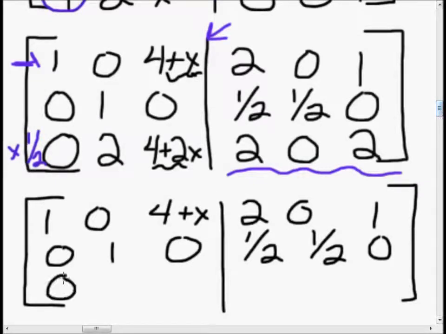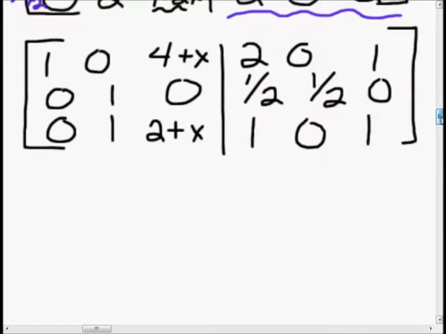So 0 times 1/2 is 0. 2 times 1/2 is 1. 4x plus 2 times 1/2 is 2 plus x. I like that. And let's see, we get 1, 0, 1. Because multiply 2 by 1/2, you get 1, right? 0 times 1/2 is 0. 2 by 1/2 is 1. And now what I think I want to do, and this is where things get kind of tricky, just like you can add rows together, you can subtract rows together.